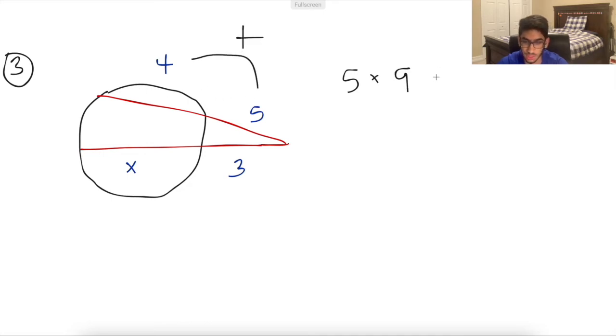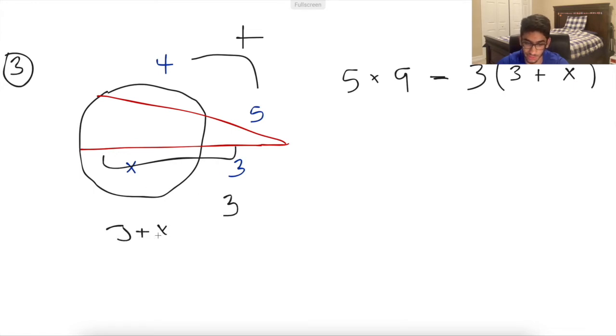So we have 5 times 9 equals outside 3, and it's not 3x. The whole is not 3x. It's actually 3 plus x. So you're not multiplying right here. You have to add them, because we have 3, and this is 3 plus x, because we don't know what this value is right here. So we just put that in our parentheses.